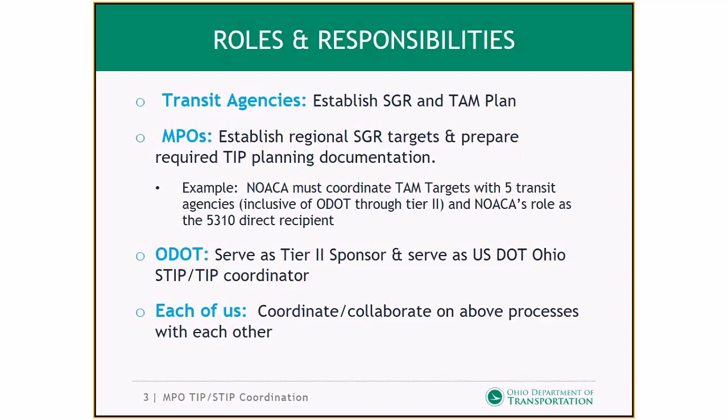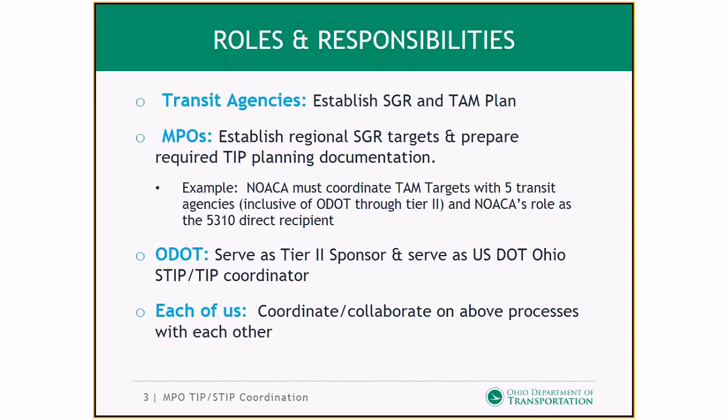So there's a lot of coordination that needs to go forward between the transit agencies, the MPOs, and ODOT. And we think a good example of the coordination that needs to go forward is the NOACA model. There are 5 transit agencies within the NOACA MPO planning boundary. And then in Geauga County, ODOT serves as a Tier 2 state of good repair sponsor, and NOACA is also a direct recipient for 5310 FTA dollars. So there's 5 sets of performance management targets related to transit, plus NOACA's, plus ODOT's. And somehow NOACA needs to tie all these together into a regional view.